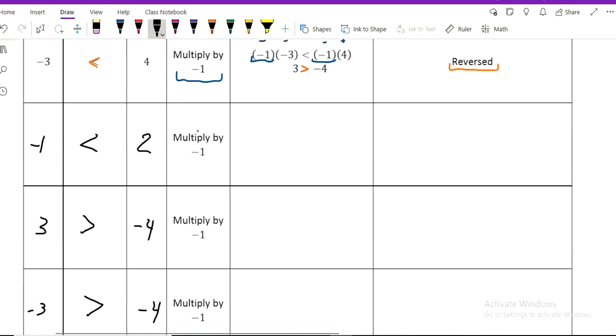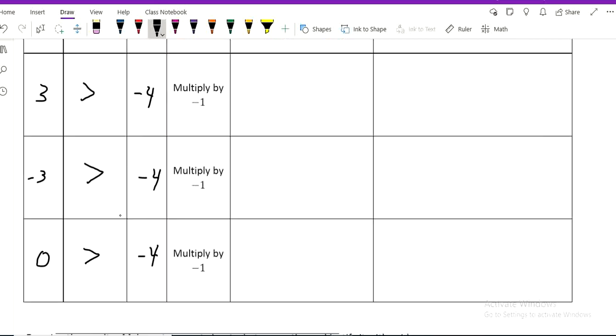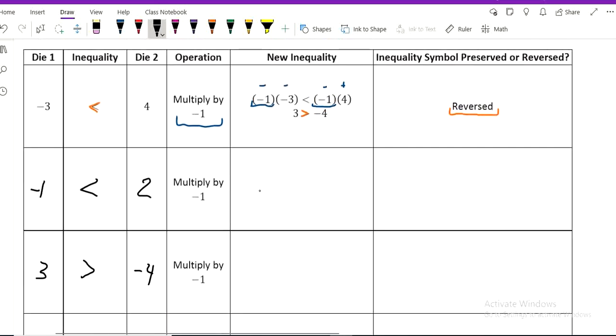It's the same operation for all of these. We're multiplying all of these by negative 1. I'm going to do 2 of them, and then I'm going to have you answer some questions about the next 2. So we have negative 1 on this side. Our inequality sign faced this way. We had 2 on this side. It's saying to multiply by negative 1. So I will multiply this side by negative 1. I'll put the multiplication sign there. And we'll multiply this side by negative 1.